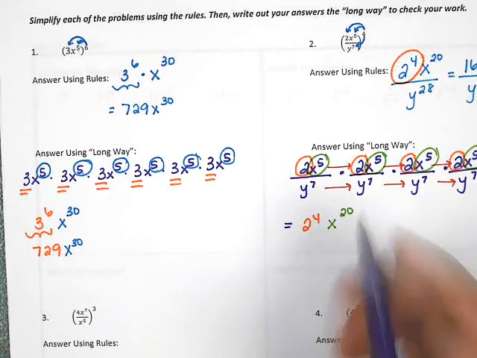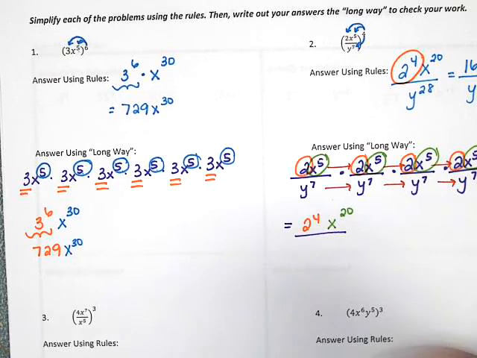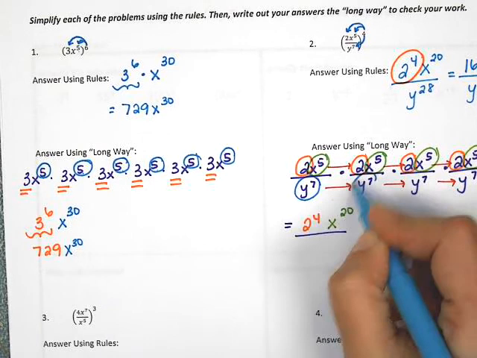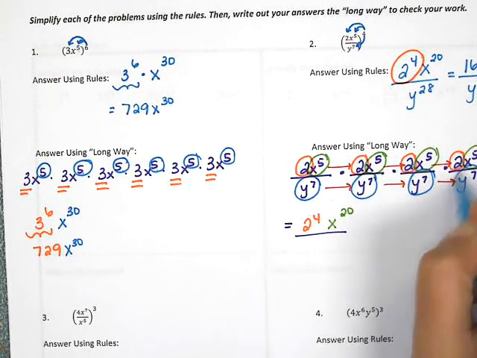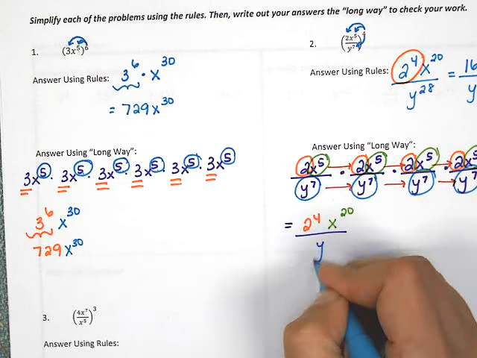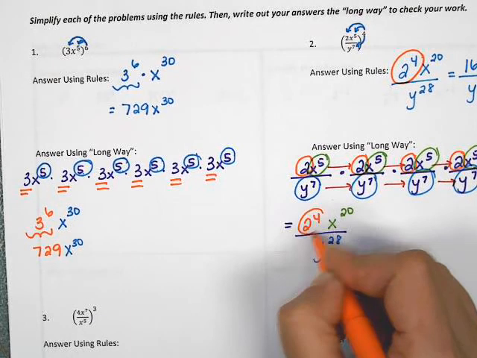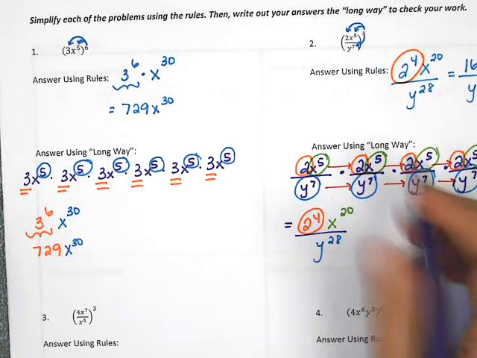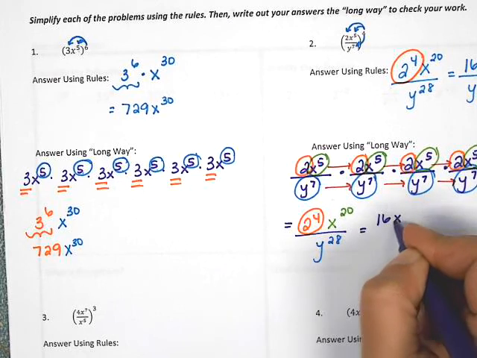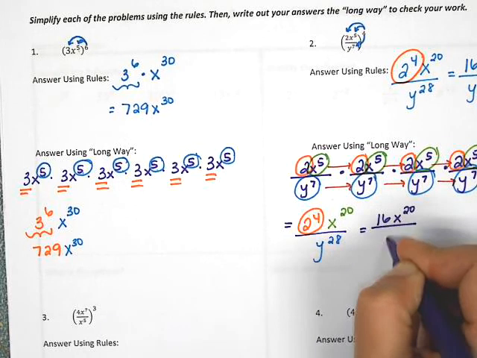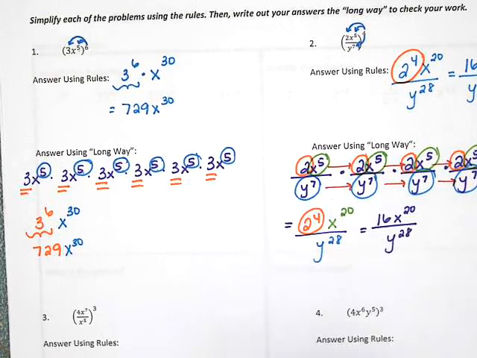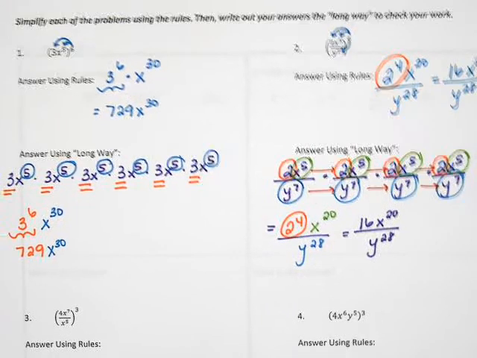And on the bottom, I'm going to have y to the 7th times y to the 7th times y to the 7th times y to the 7th, which is y to the 28th. Then I would type in 2 to the 4th power on my calculator, and I would get 16x to the 20th divided by y to the 28th. Either way, I get the right answer. It's just a matter of which way is going to be the more efficient way to do the problem.